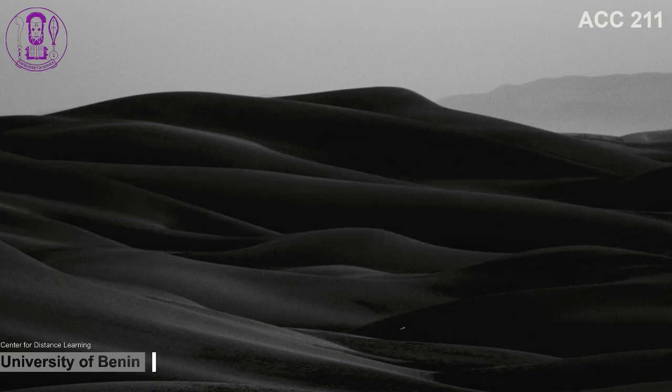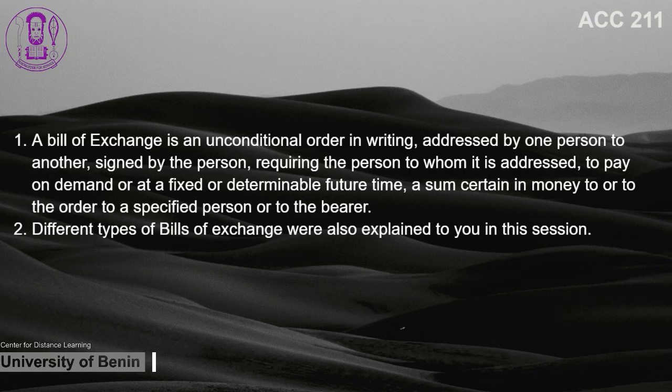Summary of Study Session 9. In this study session, please note the following. 1. A bill of exchange is an unconditional order in writing, addressed by one person to another, signed by the person, requiring the person to whom it is addressed to pay on demand or at a fixed or determinable future time, a sum certain in money, to the order of a specified person or to the bearer. 2. Different types of bills of exchange were also explained to you in this session.